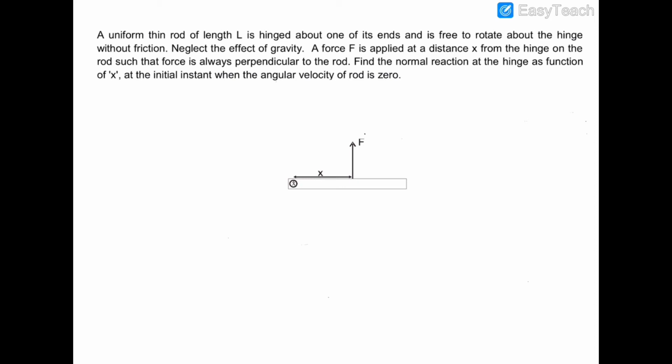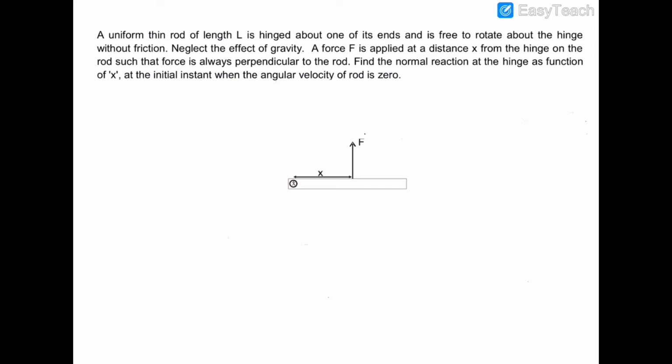Now we have to find out the normal reaction on the hinge as a function of x and F, at that instant when this F was applied initially and the angular velocity was 0. So we have to find out the normal reaction of this hinge as a function of x and F. Now first of all, let us analyze the direction of normal reaction.